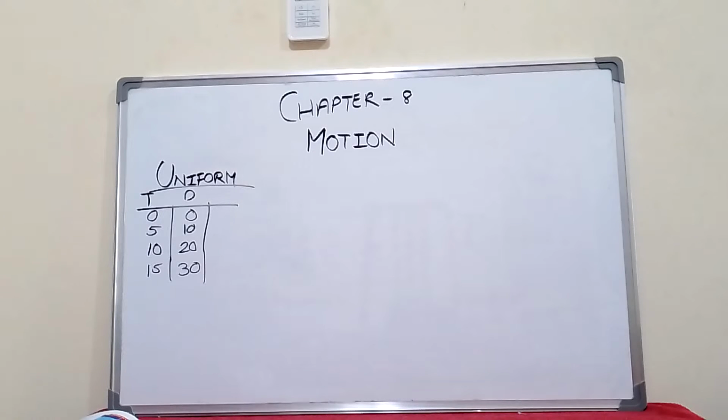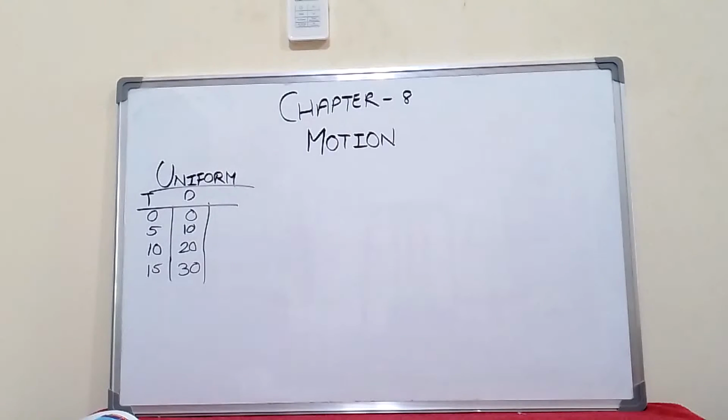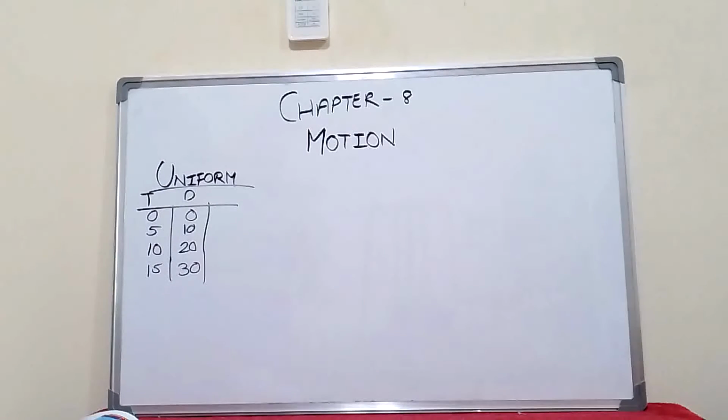So we can see here that the distance is being increased equally. It's covering equal distance in equal intervals of time. Here the intervals are equal, there are 5 second intervals, and in these 5 second intervals the distance is increasing by 10 meters, 10 meters and 10 meters. So it is increasing with the same magnitude, it's covering the same distance. So this is an example of uniform motion, while non-uniform motion can have many variations.